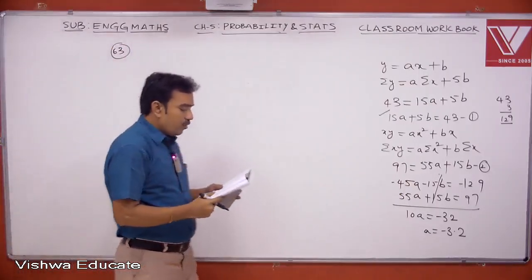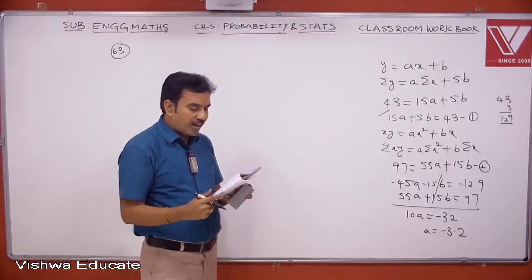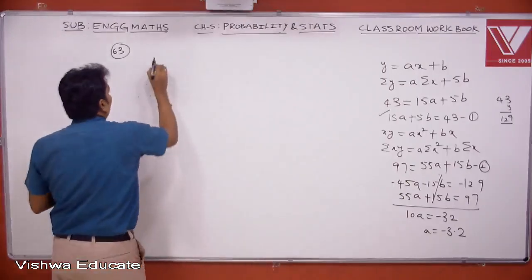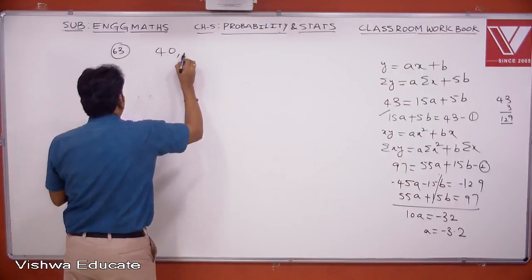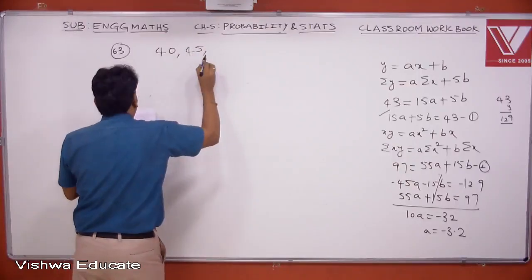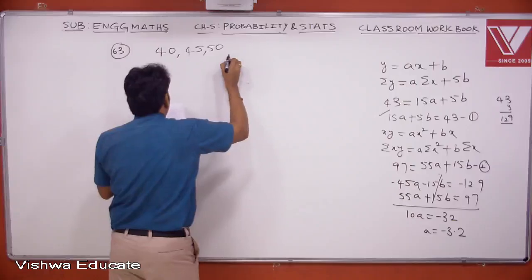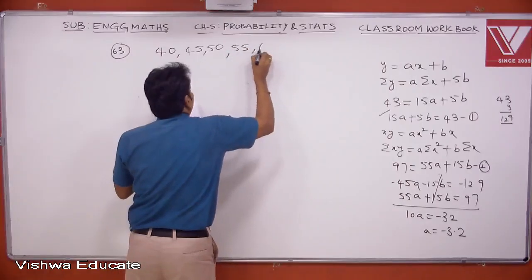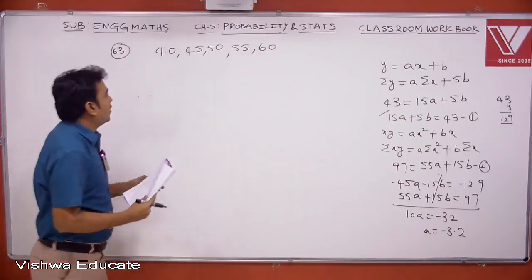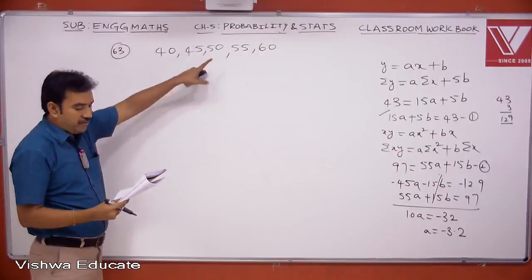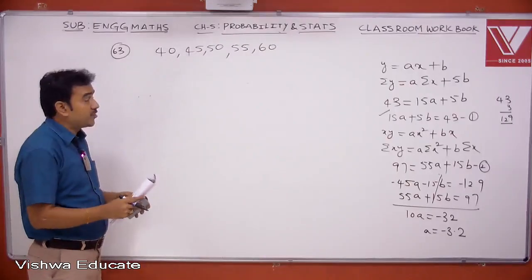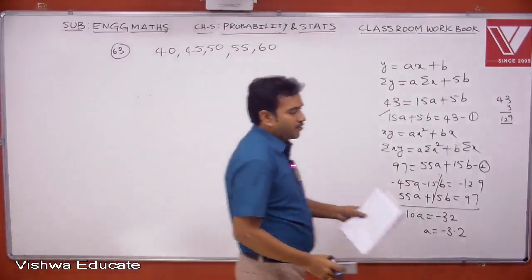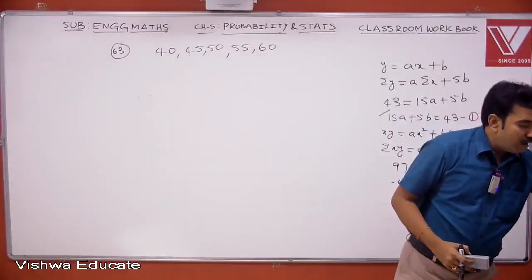The variance of the data up to 1 decimal place. So the data is like this: 40, 45, 50, 55, 60. So we have 5 values. We need to find its variance up to 1 decimal place.